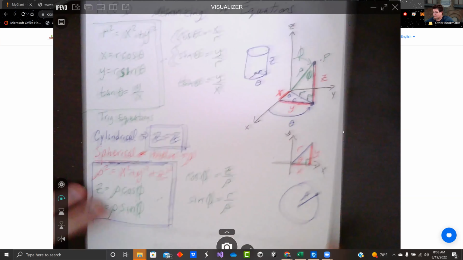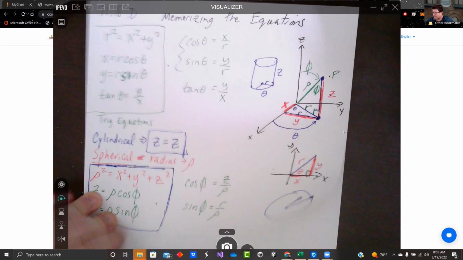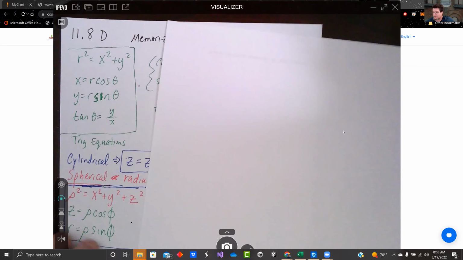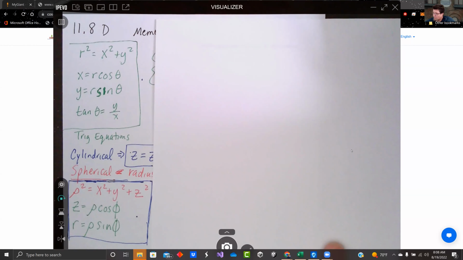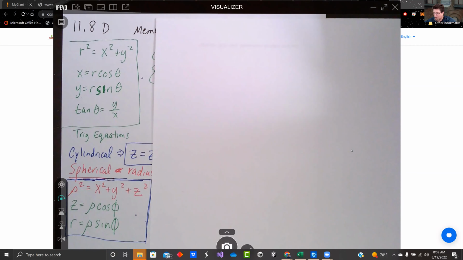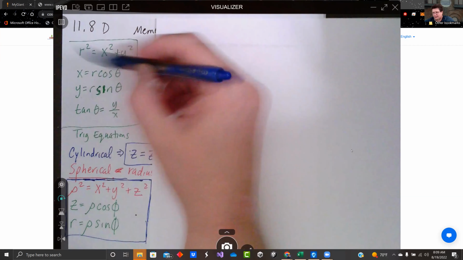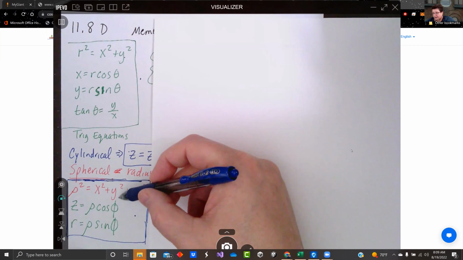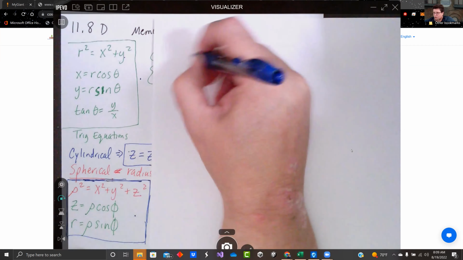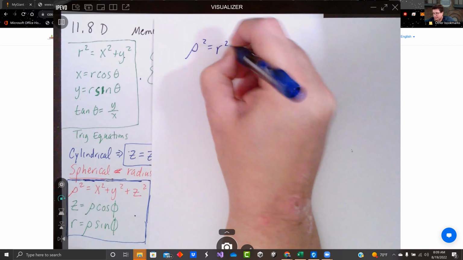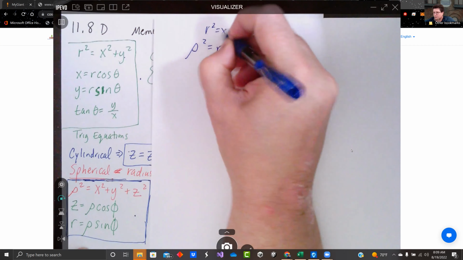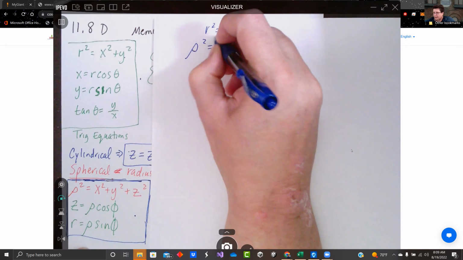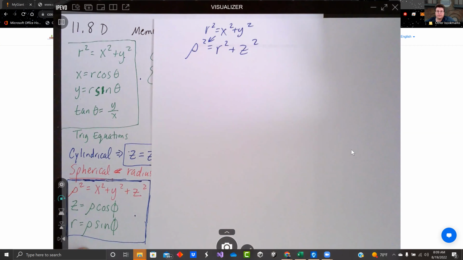Let me add another piece of paper next to this one, or overlapping this one. Let's just look at the equations we got and ask, how can we get the other ones? Well, if I need rho, notice I've got x squared and y squared here. I could say rho squared equals r squared plus z squared. That's just taking r squared equals x squared plus y squared and plugging it into the rho squared formula. So we can come up with that one now.